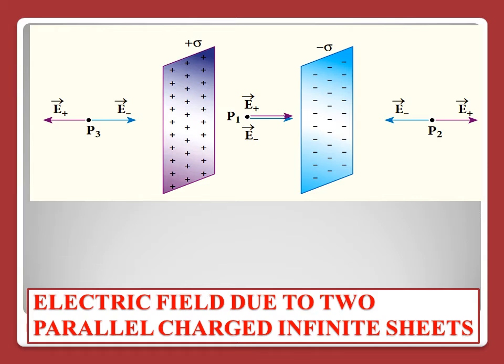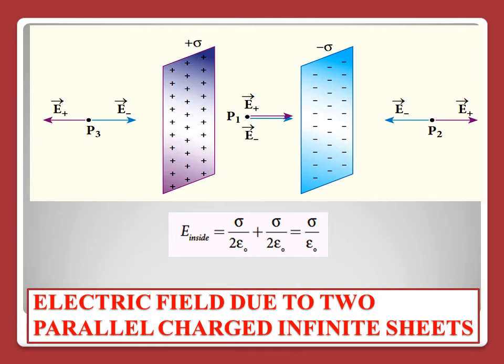If you see P2 and P3, the electric field due to the positive and negative charge are equal but acting in the opposite direction, so they get cancelled each other. Whereas at point P1, they are going to act in the same direction. Now you know for one plane sheet, which we saw in the previous derivation, E will be equal to sigma by 2 epsilon naught. For 2, it is sigma by 2 epsilon naught plus sigma by 2 epsilon naught, which is equal to sigma by epsilon naught. I hope you know how you got it.